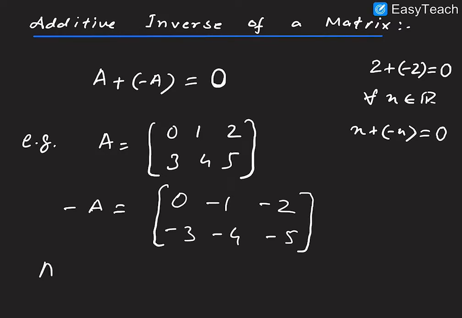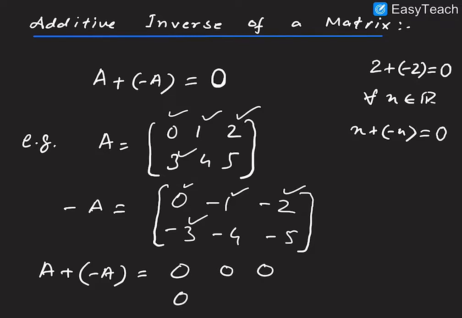Why? Because when you add these two, you will get the null matrix. So how to add? 0 plus 0 is 0, 1 minus 1 is again 0, 2 minus 2 is 0, 3 minus 3 is 0, 4 minus 4 is 0, and 5 minus 5 is 0. So this is a null matrix.